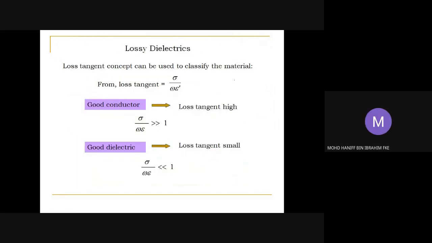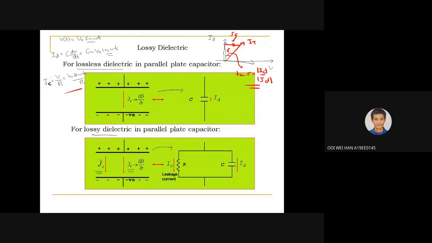Doctor, for the lossy dielectric, the graph just now, the IT and IC, what is that? Can you explain again? The I total here is the combination, because for the case of a lossless medium, we only have ID. ID is 90 degrees apart from the voltage, as shown by this equation: ID, which is C dV over dt, will have a cos, whereas the V is in sine, so we have 90 degrees between the ID and the voltage.